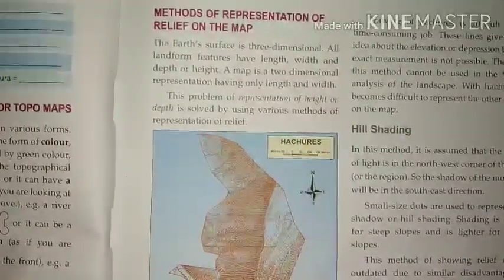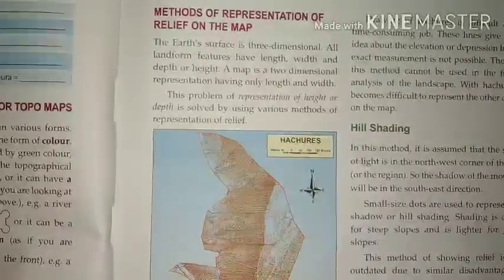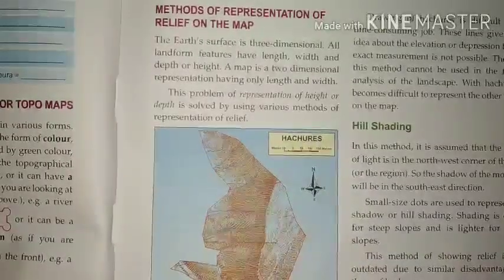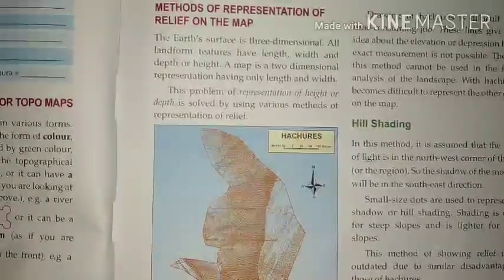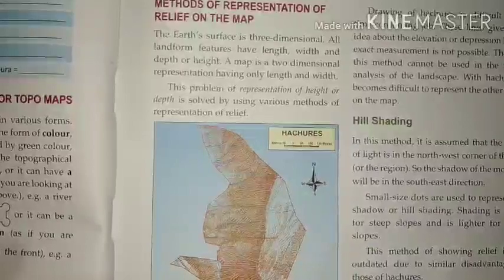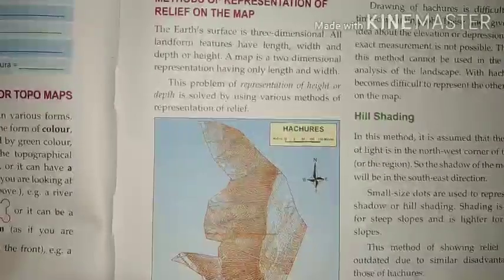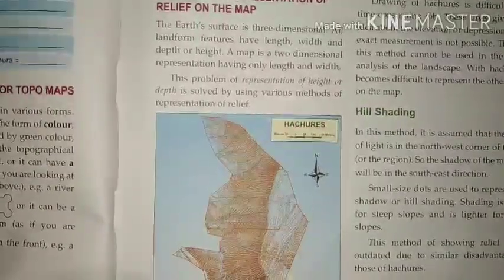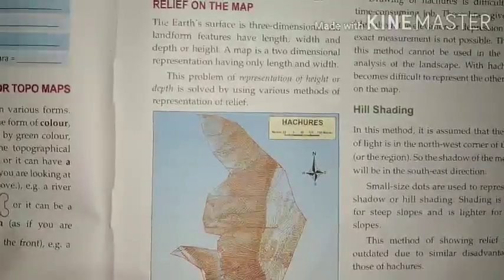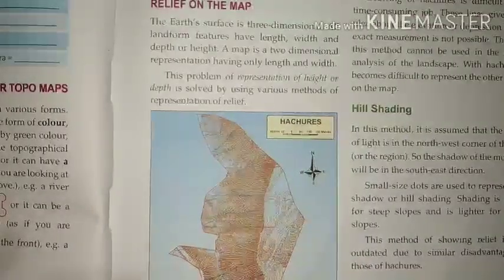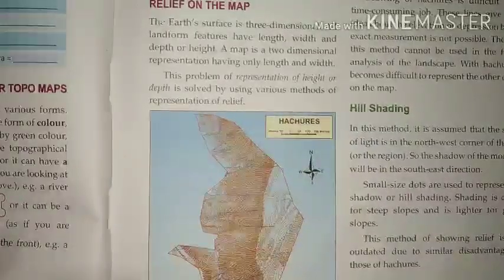In the previous videos also I have told you that the Earth is spherical in shape, and since it is three-dimensional, all the three aspects are there: length, width as well as the height. But when we try to show that spherical body, that is Earth, on a piece of paper, that is a map, it is very difficult for us to portray. So we use different types of methods. Okay, so we will talk about some methods.